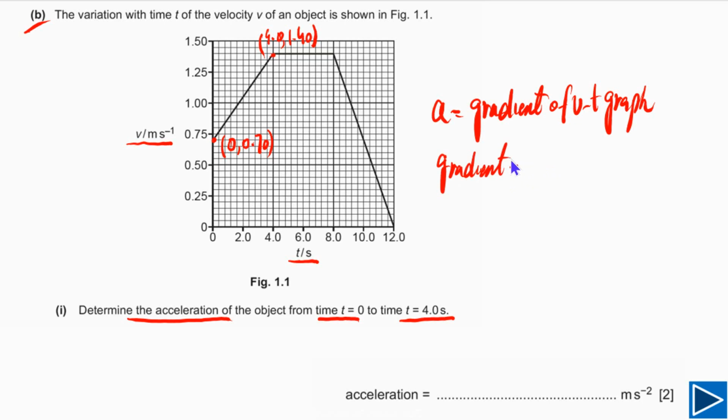Gradient is simply y2 minus y1 over x2 minus x1. So y2 in this case is 1.40 and y1 is 0.70, divided by t2 minus t1, where t2 is 4.0 minus 0.0. If we solve this, our final answer is 0.18 meters per second per second. This is our final answer.